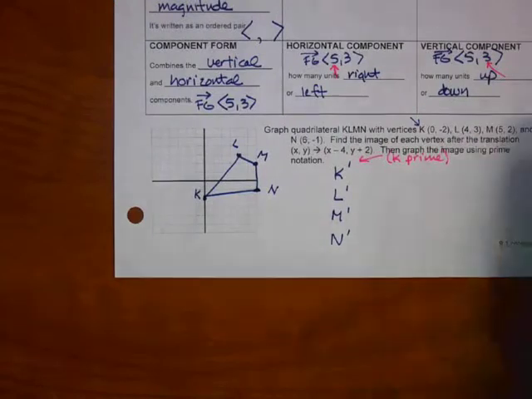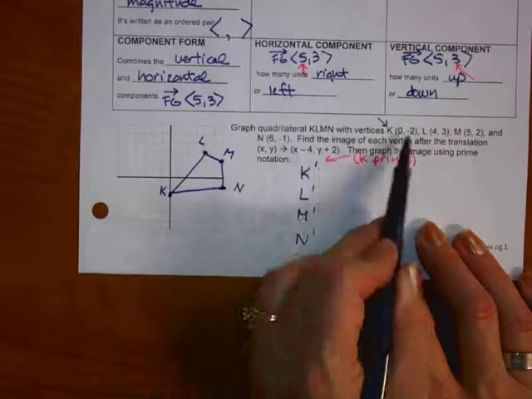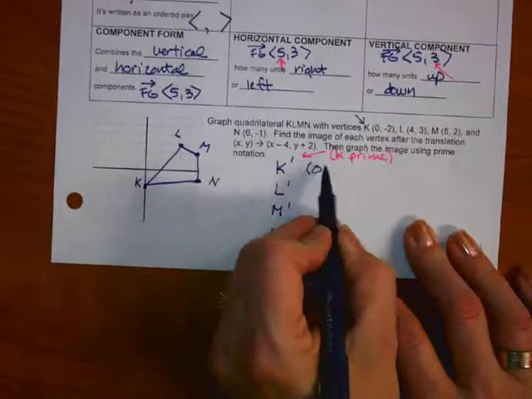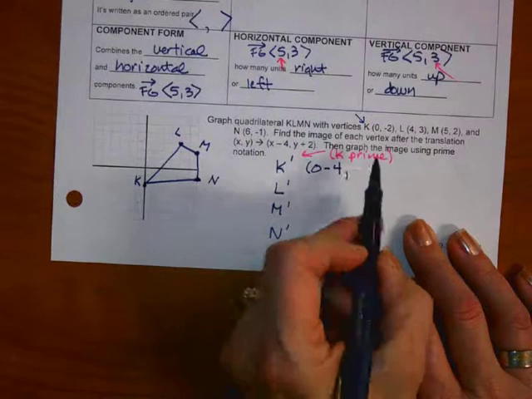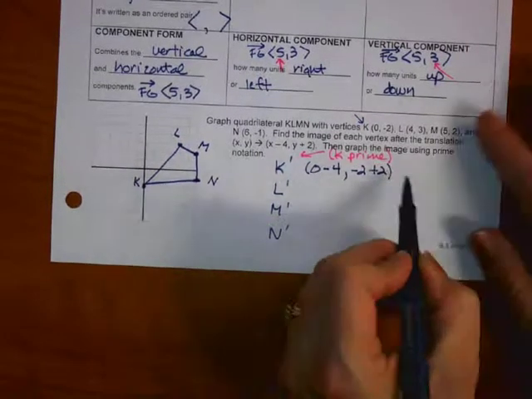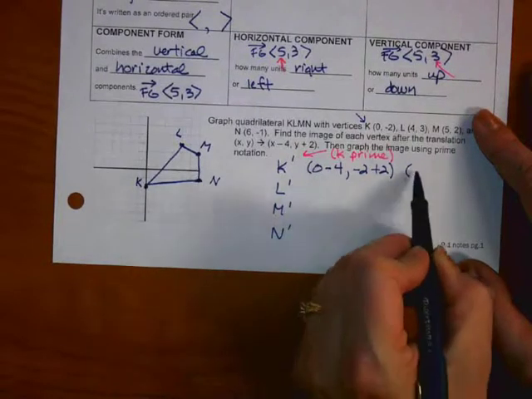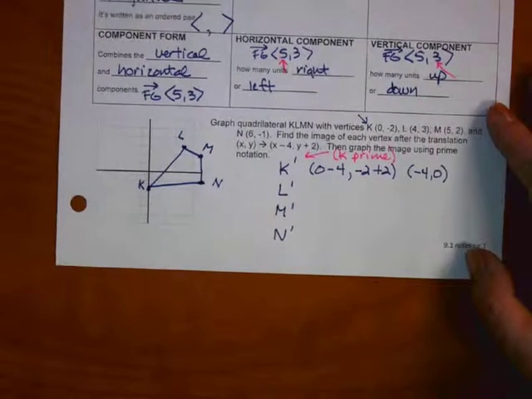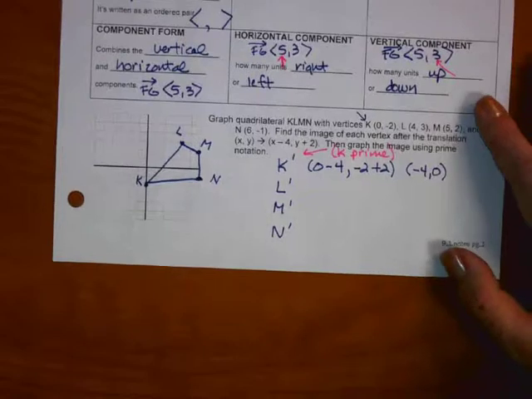Okay? And what you do is it tells you that we have to subtract 4 from the x-coordinate and add 2 to the y-coordinate. And if you saw that written out, it would look like this. The original x-coordinate was 0. I'm subtracting 4. The original y-coordinate was negative 2, and I'm adding 2. So my K prime would be, what's 0 minus 4? Negative 4, and 0. Okay? That's just written out longhand. You don't have to do that every time. I'm just doing it to show you guys.